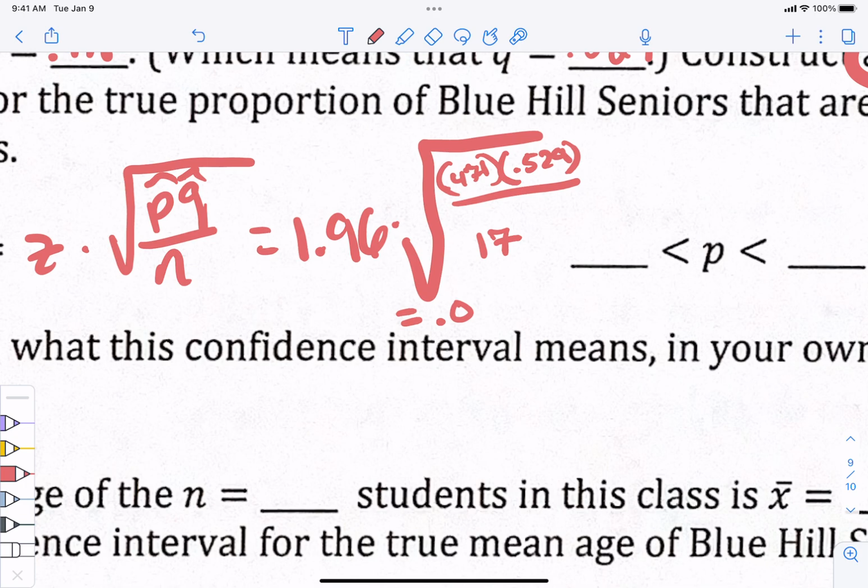Your error is usually somewhere between like 1 and 5%. 0.237? That doesn't seem right, but that's what I had. 0.237. Did anybody else get that? Whoa, that's a huge error. 23% error? Why is it that big? We didn't survey very many people, so our error is likely to be high, because the more people you survey, the less error you have.